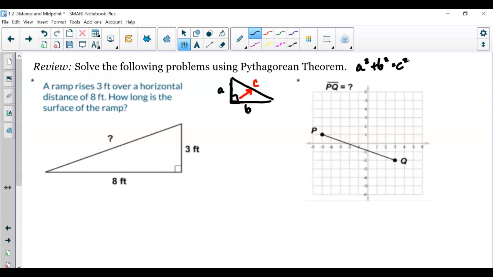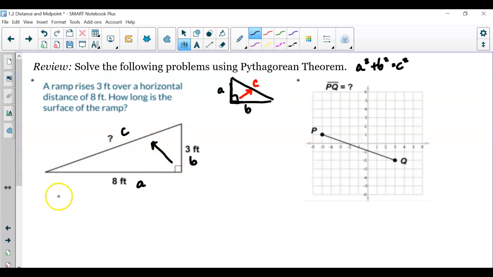So go ahead and pause the video and at least try the triangle here and then see what you get. And here we go. So notice how you are given the two legs. So you were given A and B. You are looking for C, which is the hypotenuse, which is opposite from the right angle.